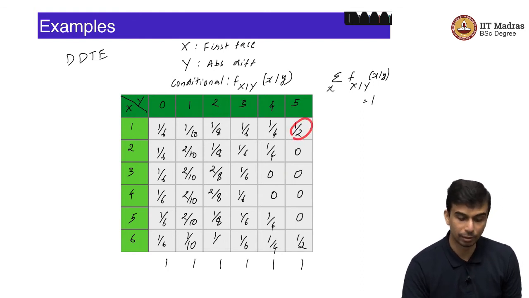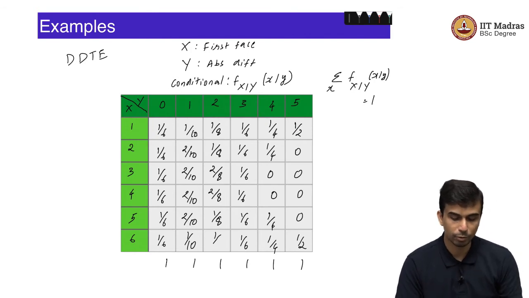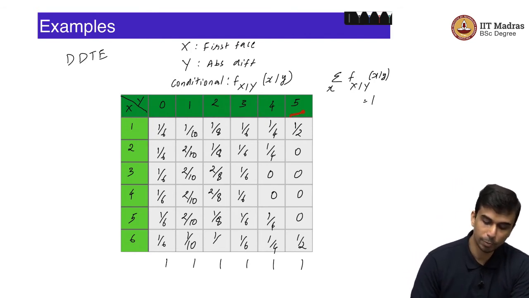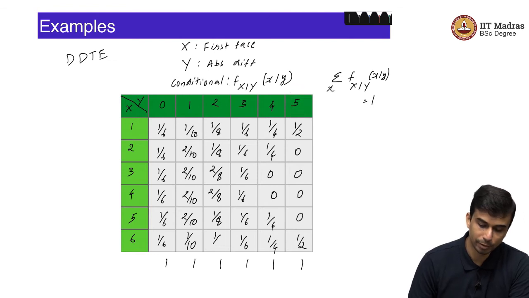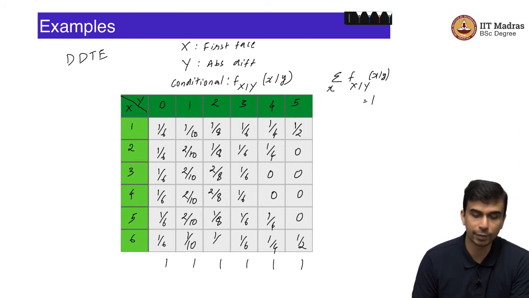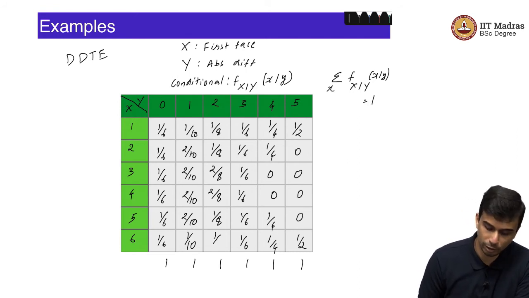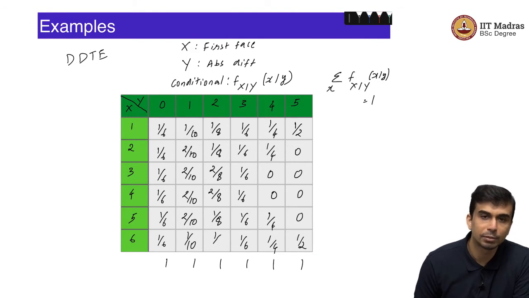Let us try to interpret this. For example, let us try to interpret the last column. What does it say? It says that the probability of x equal to 1, that is the probability of the first phase being 1, is equal to half when the difference is 5, or the probability of the first phase being 6 when the difference is 5 is half. So, that means that when the difference is 5, x, the first phase, is either 1 or 6 with equal probability. That makes sense to us.